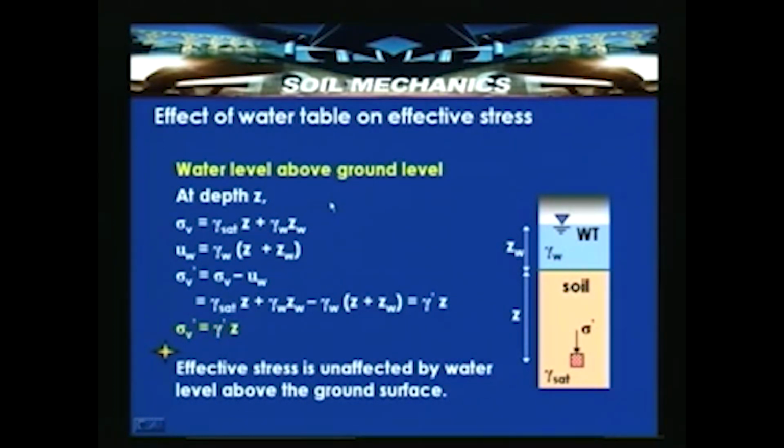If you look into it, in the previous case when the water table is located at the ground level, we got effective stress as gamma dash z. It is independent of the location of the water table. For example, if it is at the ground surface, we have sigma v dash equal to gamma dash z. In this case, even with water table above the ground surface, the effective stress remains unchanged. So, effective stress is unaffected by water level above the ground surface, as long as the water table is located above the ground surface.